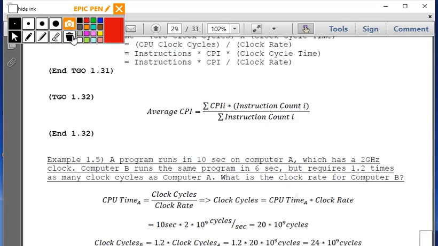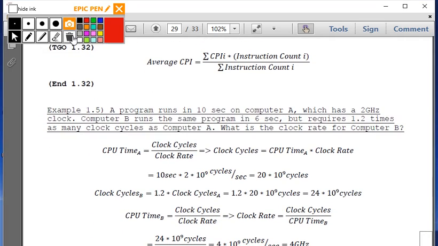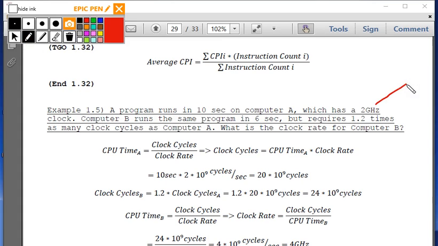So I'm going to go past 131 here and start talking about this example 1.5. So a program runs in 10 seconds on computer A, which has a 2 gigahertz clock. So what is 2 gigahertz here? What term did we use to describe 2 gigahertz? Clock rate. Very good. And what's 10 seconds? What term? Execution time, right?